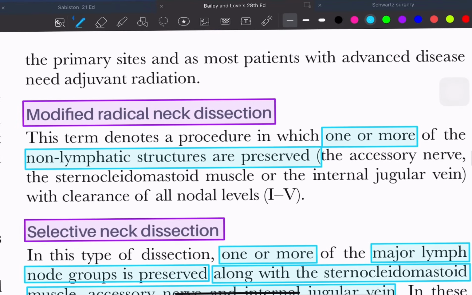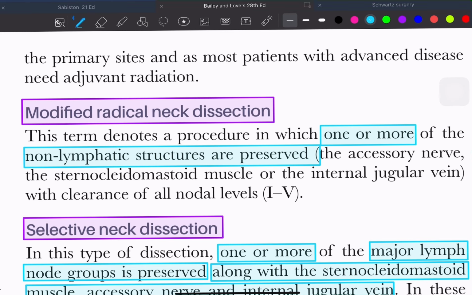Now come to modified radical neck dissection. I said whenever you hear radical neck dissection it means 1 to 5. So now the term has been modified. In modified, you preserve one or more non-lymphatic structures. The keyword is non-lymphatic structure.